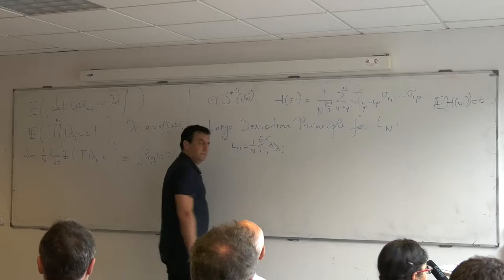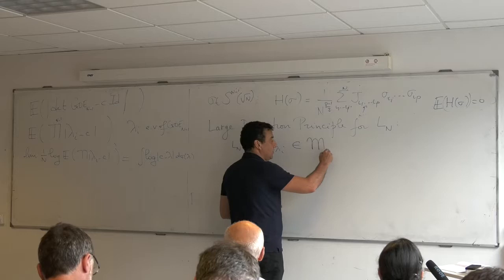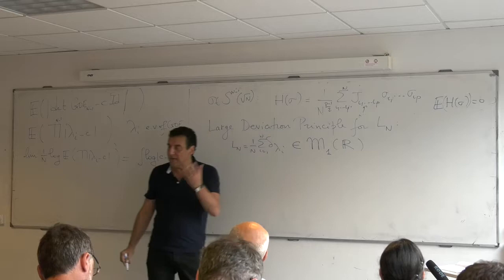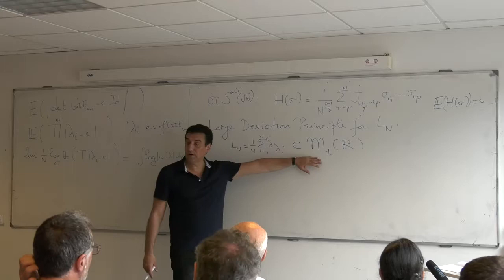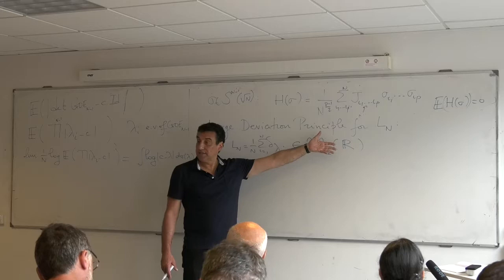Okay. The lambda i's are the eigenvalues of a GOE, normalized as usual. And so this thing is in fact the probability measure, which I usually call M1, on the real line. M1 means the measures of mass one, the probabilities. So this is a random probability measure on the real line.